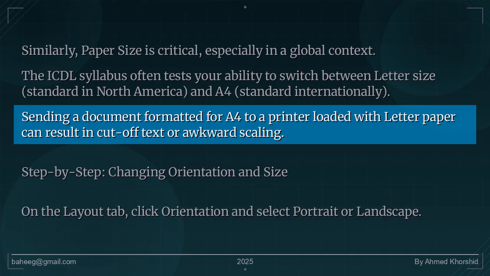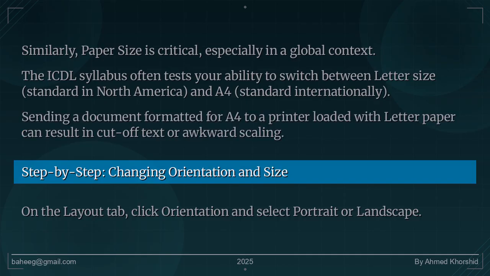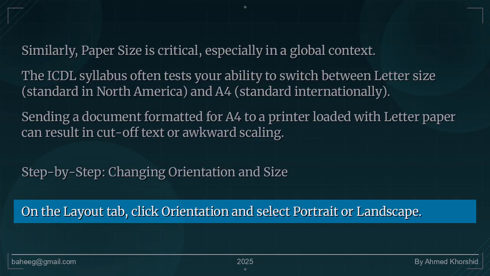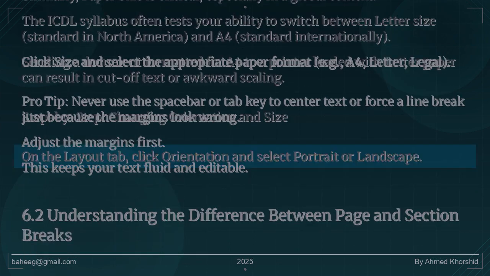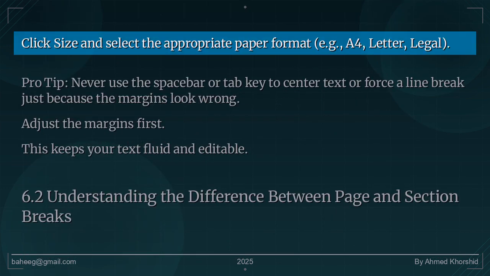Sending a document formatted for A4 to a printer loaded with letter paper can result in cut-off text or awkward scaling. Step by step, changing orientation and size. On the Layout tab, click Orientation and select Portrait or Landscape. Click Size and select the appropriate paper format, e.g., A4, letter, legal.